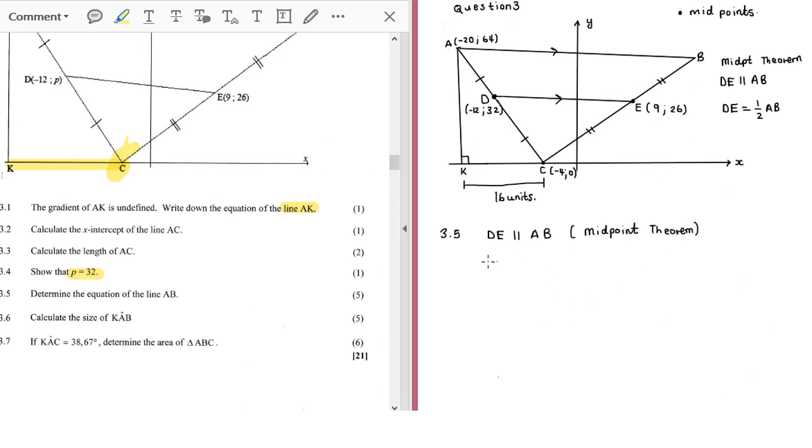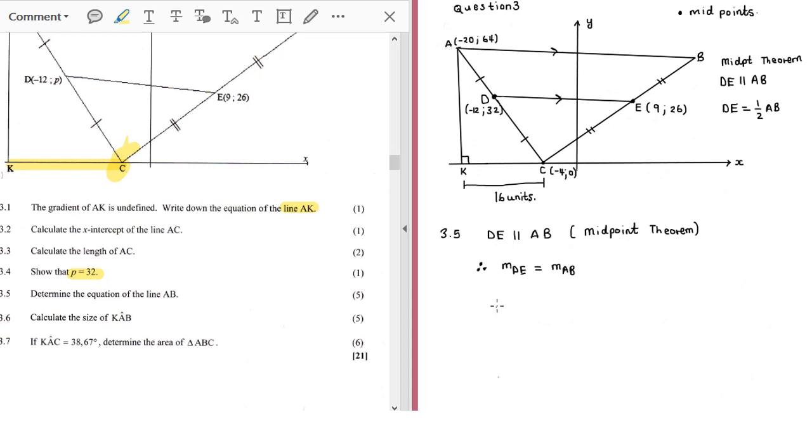Right? So then from that we now know that since parallel lines have equal gradients, the gradient of DE is equal to the gradient of AB. Okay? Once we have the gradient of AB, finding the equation of AB is not going to be so much of a hassle because we just need a point that lies on the line AB, and we do have that point, that is the point A.